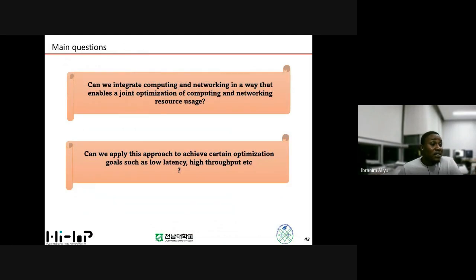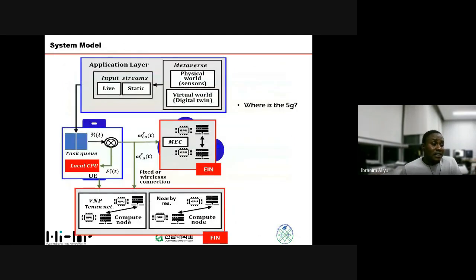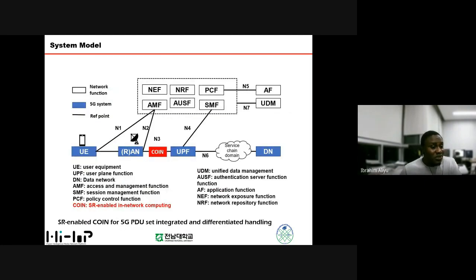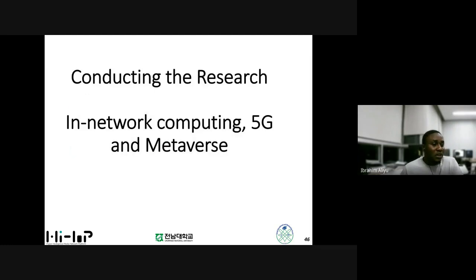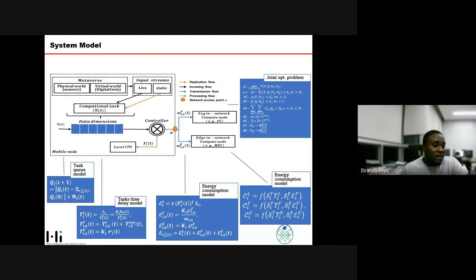Then we formulate the research question based on that, and simply we design the model. But 5G is missing here, so we go back to 5G. Where can this functionality be placed? We find out between the RAN and UPF. And then so on, we conducted the research, and then modeling.